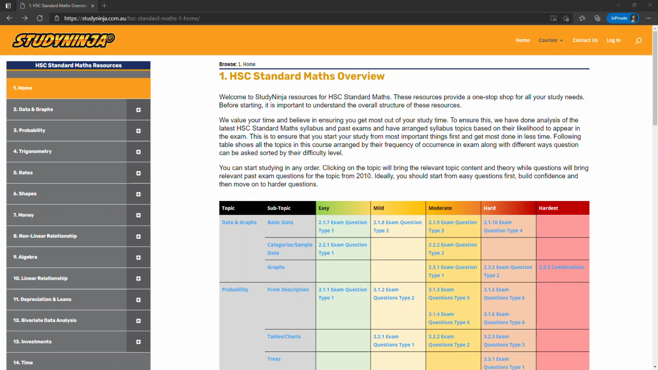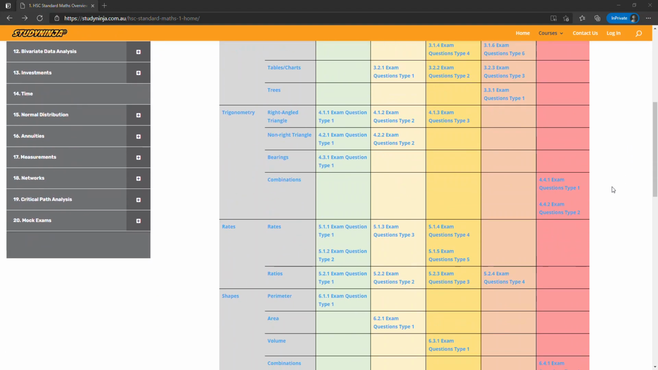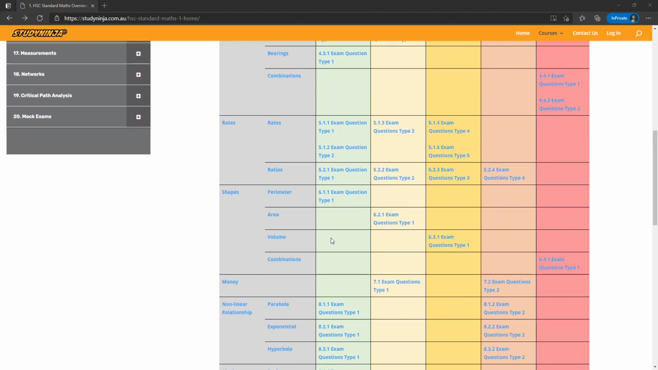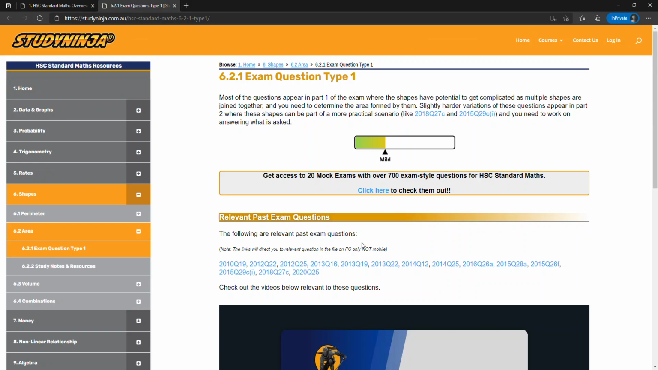Hi everyone. In this video we'll be looking at question number 25 from the 2020 HSC Standard Maths exam. This question came from the topic of shapes, specifically asking about the area. These kinds of questions are generally very easy to score marks as long as you can visualize and break down shapes into different sub-shapes. So let's go to this question.